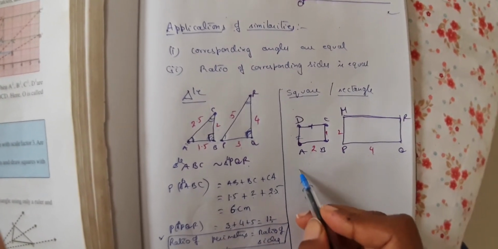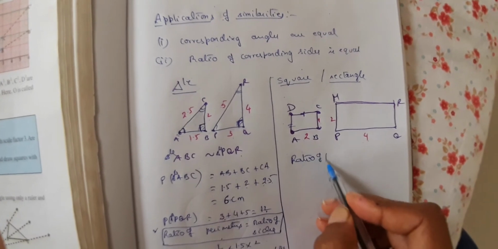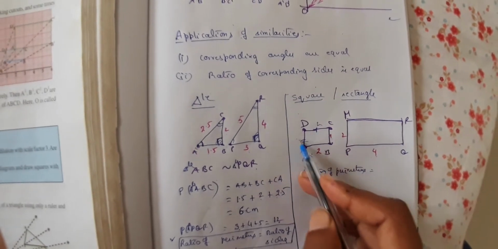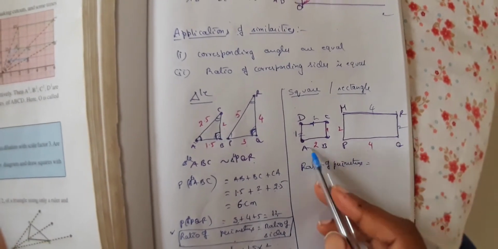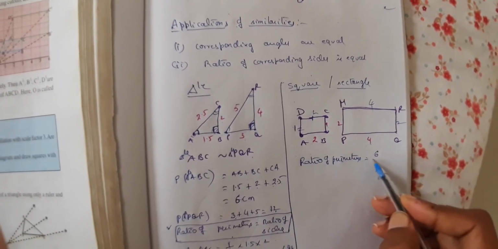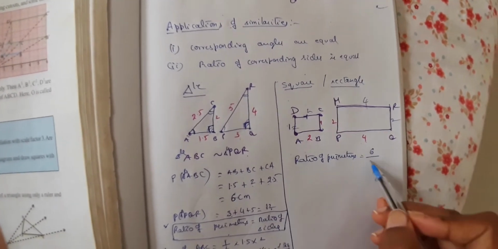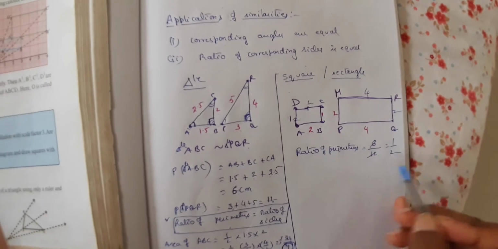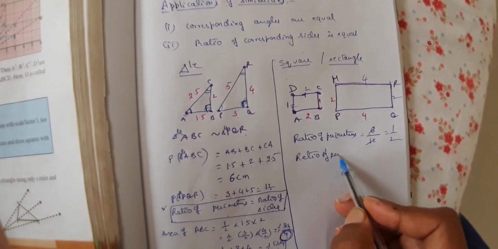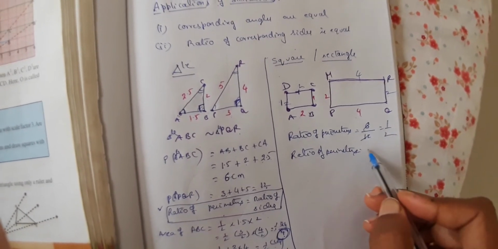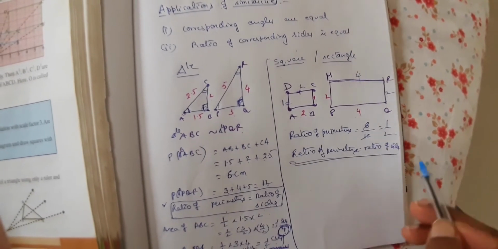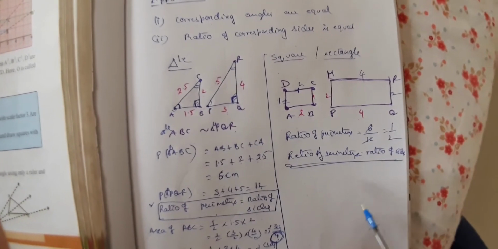So now let us see. Ratio of perimeters, directly I am finding here. Let us see how it is going to be. So 2, 2, 1, 4. Right. Sum of the sides. So 4 plus 2, 6, by 4 plus 2, 6, 6 plus 6, 12. So what is this? 1 by 2. That means ratio of perimeters is equal to ratio of sides. Corresponding sides. Always I am writing only sides here. It means corresponding sides. Okay.